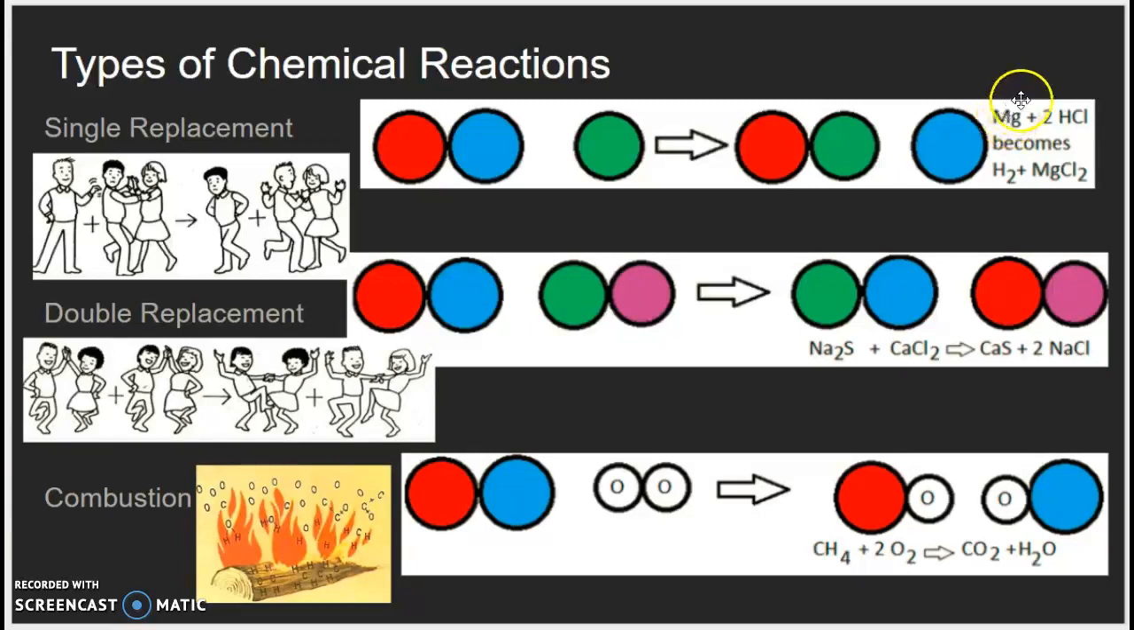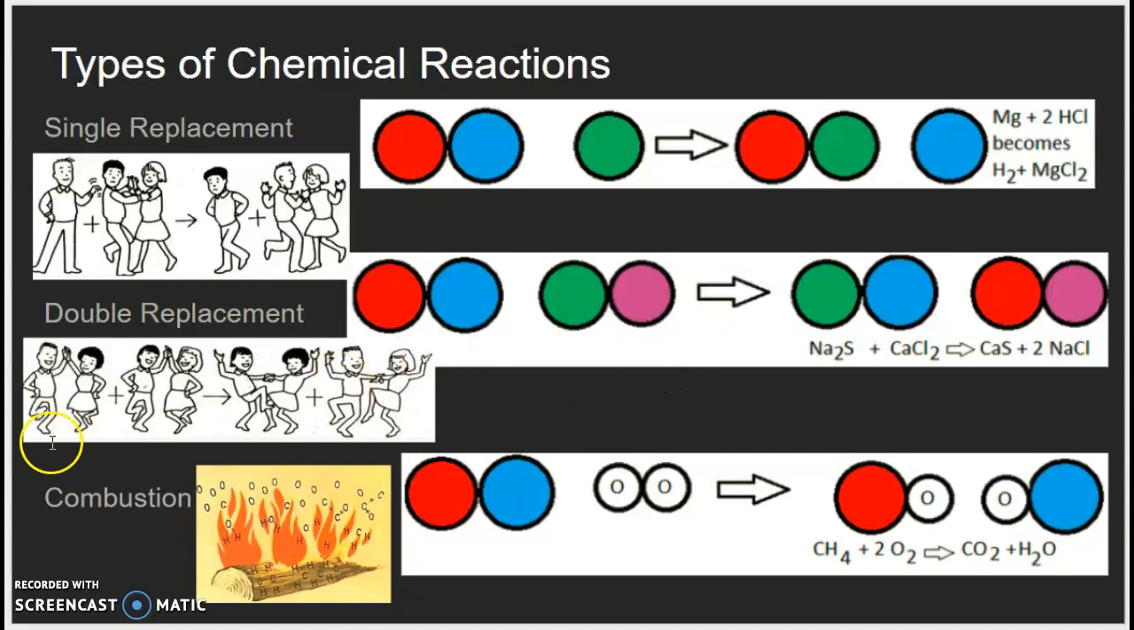That's called single replacement. So somebody ends up single and somebody was single to begin with. So magnesium and HCl, that's a compound right there because it's got 2 elements. And at the end we get hydrogen, single element, with a compound of magnesium and chlorine. So magnesium basically just kicked hydrogen out. That's called single replacement.